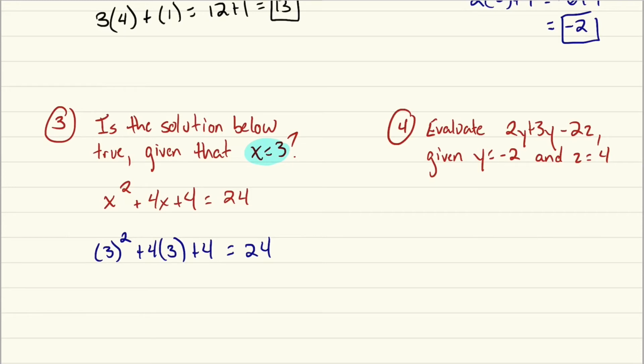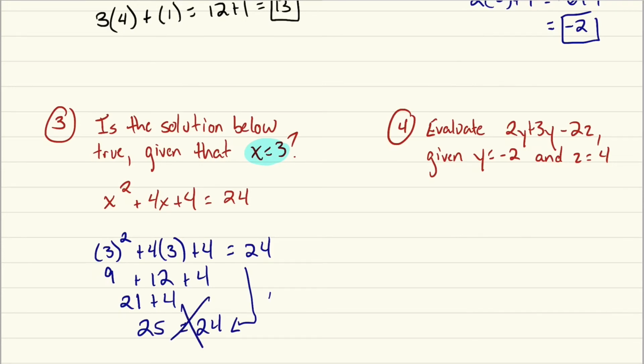Let's see if it is. Well, 3 squared is 9. Moving to the second term, 4 times 3 is 12. And then the last term is still 4. So now we just add. 9 plus 12 is 21 plus 4, and 21 plus 4 is 25. Does 25 equal 24? No, it does not. So, is the solution below true? No, it's not.